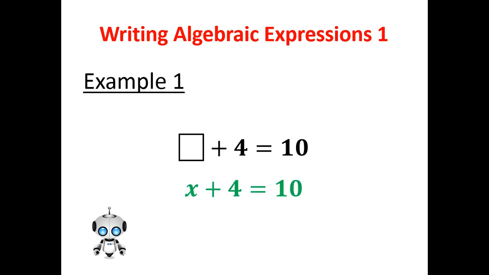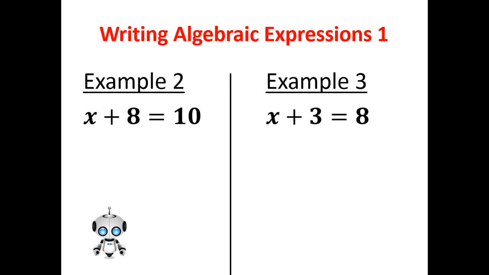So we could have written x plus 4 equals 10. Or n plus 4, or g plus 4, or alpha plus 4. Alpha is a Greek letter of the alphabet. Or gamma plus 4. Gamma, it looks a bit like a Y, is another Greek letter of the alphabet. Most people like to write x plus 4 equals 10.